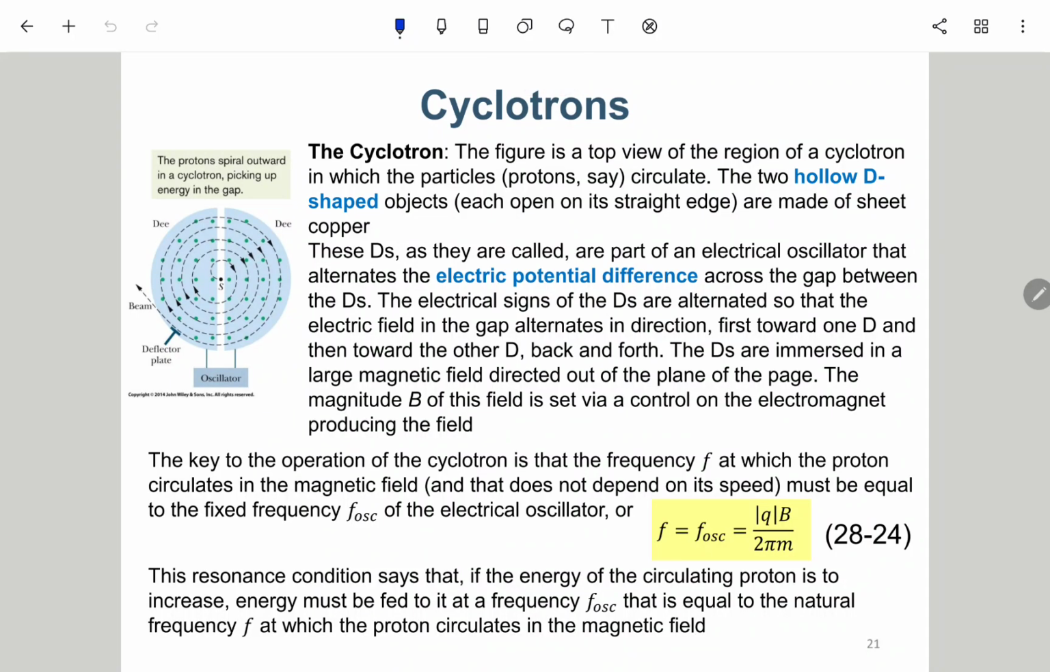Here we talk about some particle accelerators, 粒子加速器. We will learn two types. One is called a cyclotron, and the other one is called a synchrotron. The cyclotron is 回旋加速器.